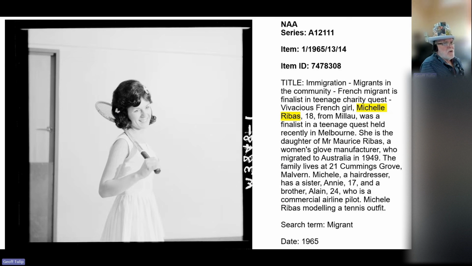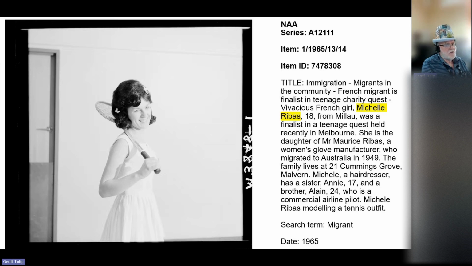Right, 18-year-old Michelle Ribas from Millau in the south of France is a French migrant shown here as a finalist in the Teenage Charity Quest held in Melbourne in 1965. What is interesting about this photo is the description attached to it, as well as the details about where she is from and entering a charity quest. We also know she is modelling a tennis outfit and her father manufactures gloves. She migrated to Australia in 1949 and the family lived at 21 Cummings Grove in Malvern. We also know Michelle is a hairdresser and has a sister Annie, 17 years old, and a brother Elaine, 24, who is a commercial airline pilot.